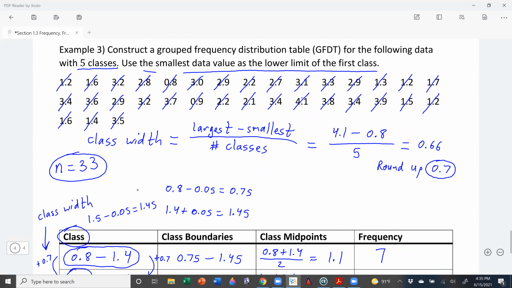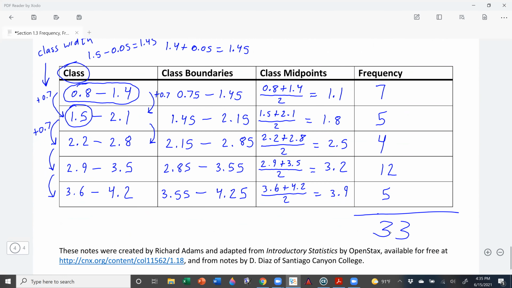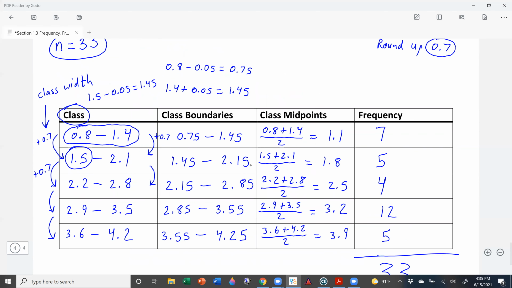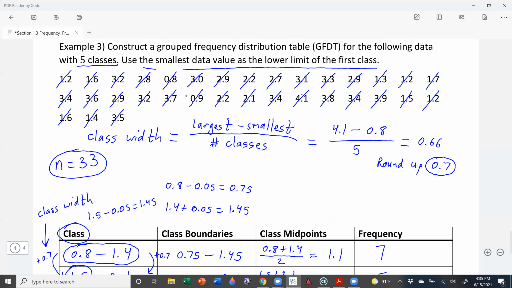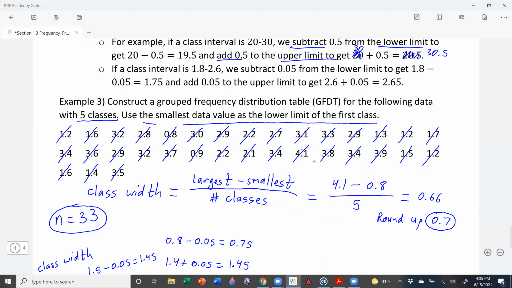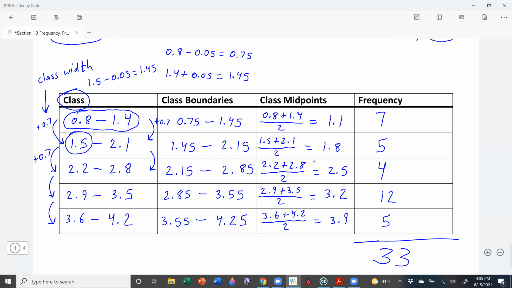So it's a good idea to keep track. And once I finish these, I absolutely want to check to make sure that the total adds up to the exact number of data points. Okay, so kind of a long process there, but there'll definitely be a test question where I have you construct a grouped frequency distribution table like this. Okay, so that finishes off section 1.3.